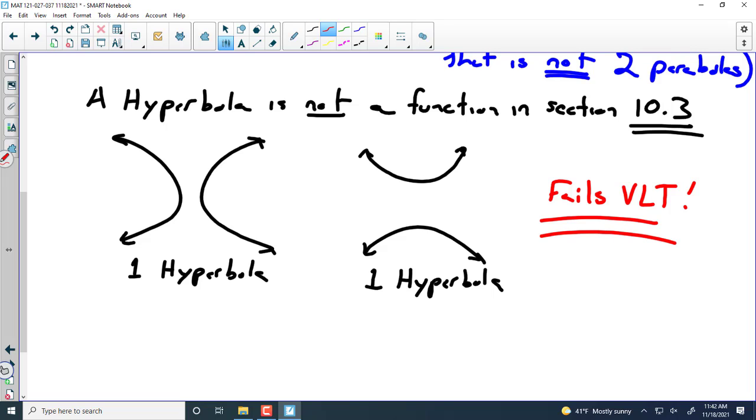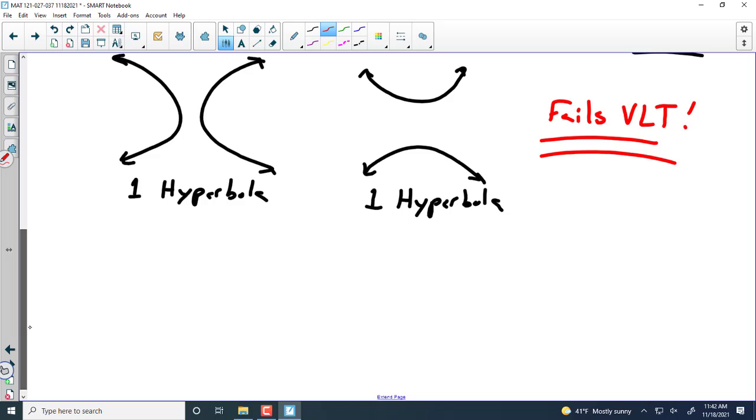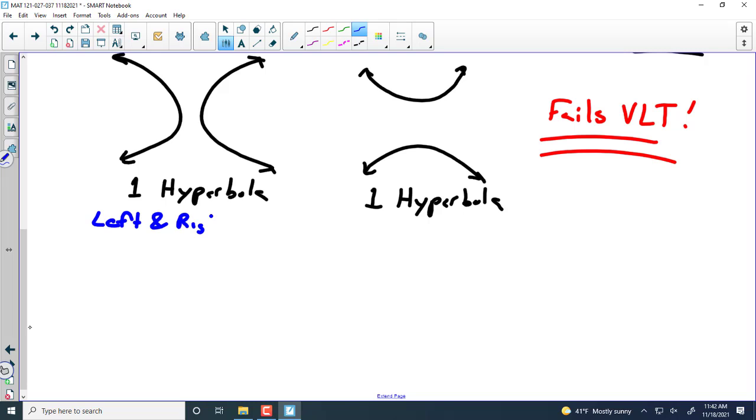Okay. Usually what I do, and it's kind of up to you, as long as you're clear, is I usually call this one a left and right hyperbola because I talk about the way it's opening to the left and right. And I call this one an up and down hyperbola.